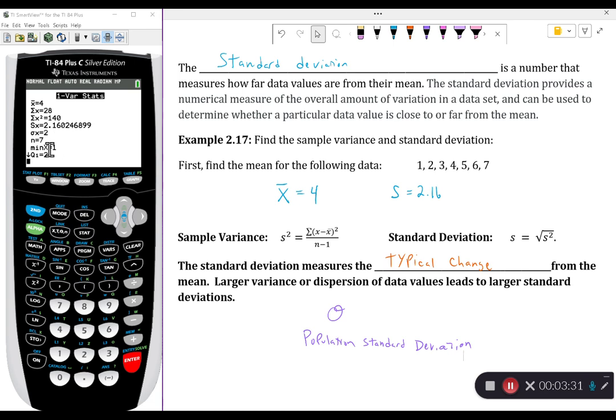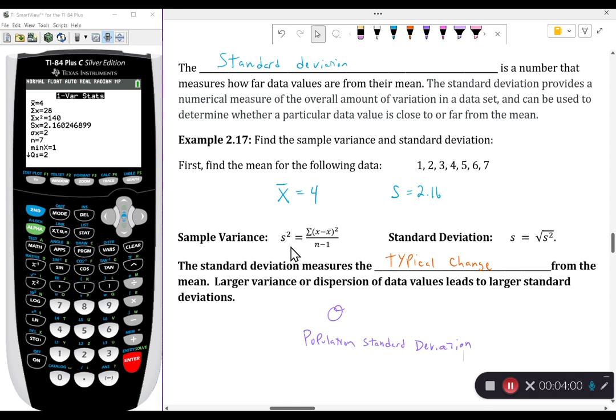Just be careful when you're using your calculator to find the standard deviation that we're paying attention to the context clues within the question to know whether or not we're looking for the sample standard deviation or the population standard deviation. Now, some of these questions will also ask us to find the variance, as this has. Remember that the sample variance is always in terms of squared units. So to find the sample variance, we need to just square the standard deviation value.